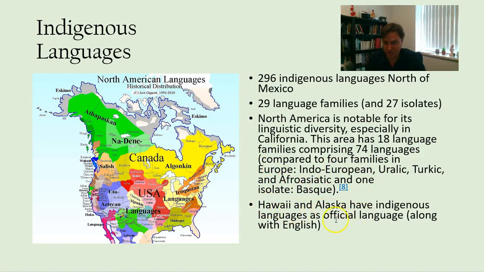Hawaii and Alaska have indigenous languages as official languages along with English, in part, I think, because they were settled so late that the kind of brutal things that we did to indigenous people in the 19th and 20th century to try to exterminate their culture and language and folkways was no longer considered acceptable. So you can look into the history of residential schools both in Canada and the United States, to look at the intense ways in which we attempted to uproot all of indigenous languages.